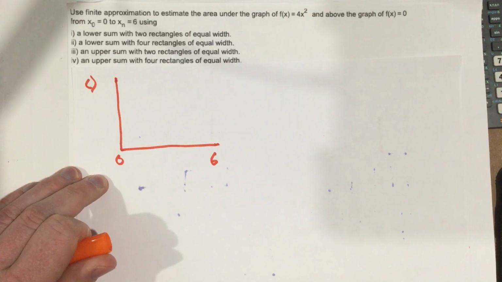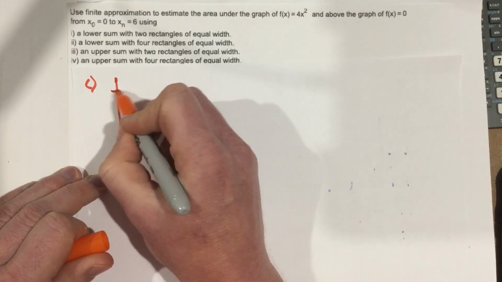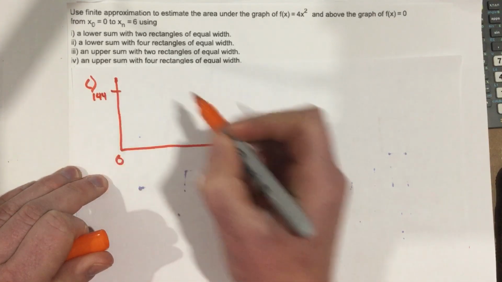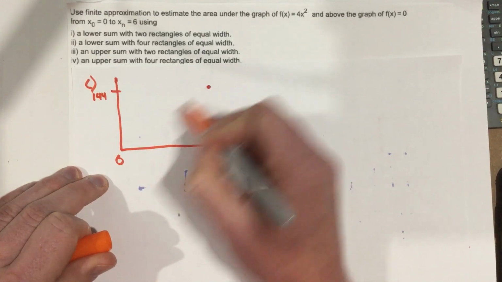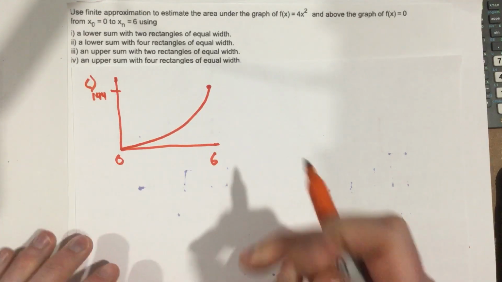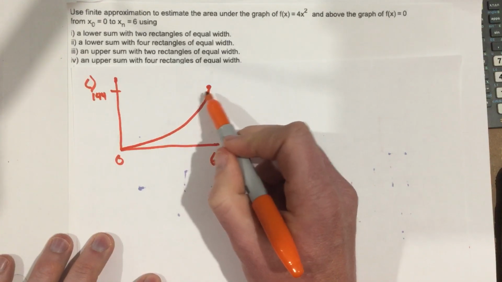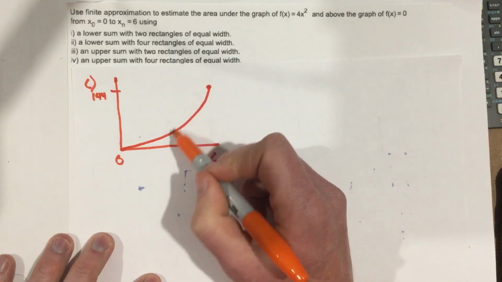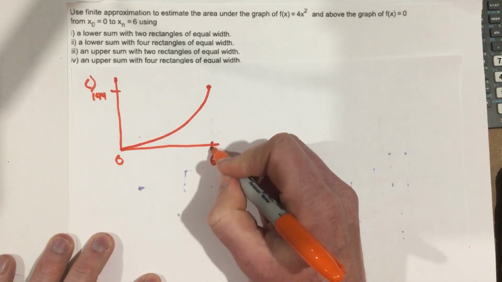And actually, I'm just going to draw the graph for both of these at the same time. So 144 for part C. That's this point here. Now, if I draw an upper sum, I want my rectangles to be larger. So this is 6.